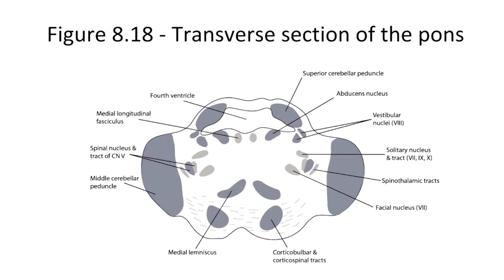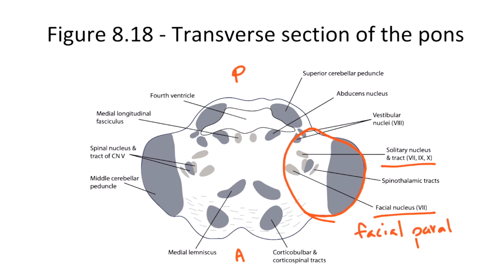From figure 8.18, which shows a transverse section of the pons, we can more clearly identify the structures that would be damaged in lateral pontine syndrome. This is anterior, and this is posterior. So again, the anterior inferior cerebellar artery supplies blood to the lateral pons, or approximately this region here. For this syndrome, it's most important to remember that the facial nucleus and the solitary nucleus are damaged. Damage to the motor aspect of the facial nucleus will result in total ipsilateral facial paralysis.